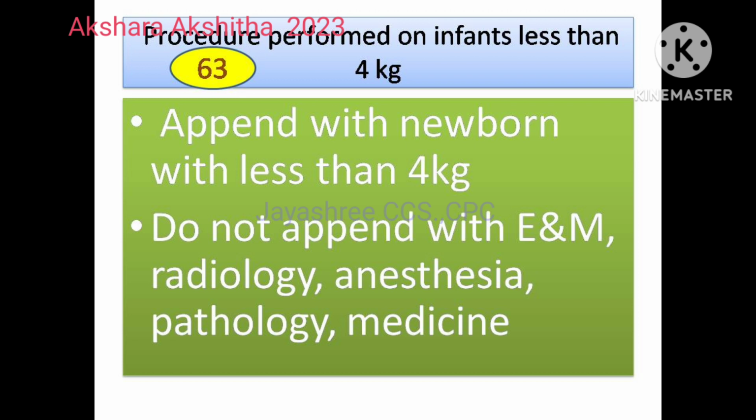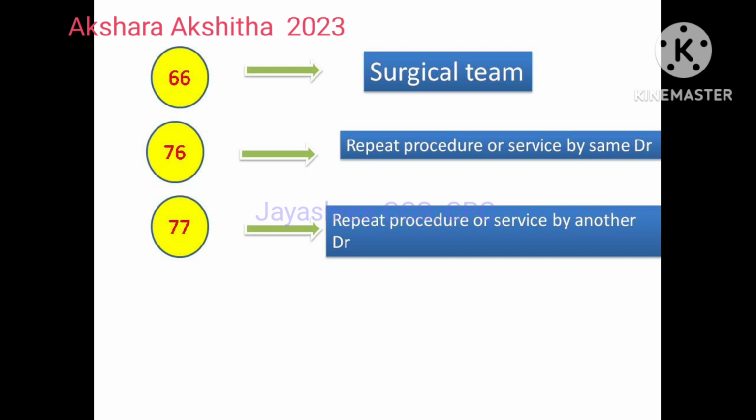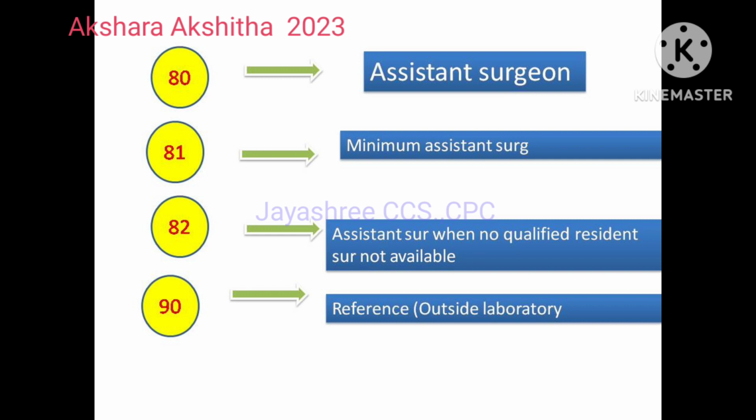Okay, then the next modifier is surgical team, 66 modifier. When the surgical team together does the procedure, that time we need to append 66 modifier. 76 modifier means the procedure is repeated by the same doctor. If the procedure is repeated by another doctor, it means 77. So if the same procedure is repeated by the same provider, it means 76; by another provider, it means 77 modifier.